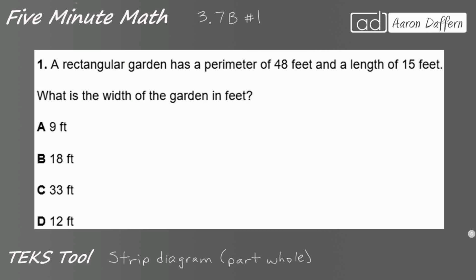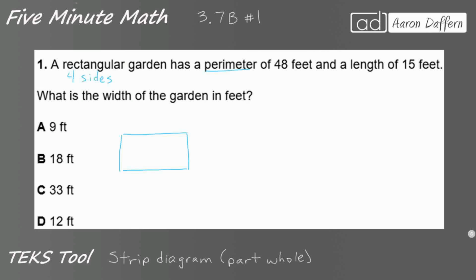So we have a rectangular garden. We can always draw a picture to represent that. Here's my rectangular garden. And one thing we're going to have to keep in mind is that a rectangle is a four-sided shape. So there are four sides on this rectangle. We're looking for the perimeter.